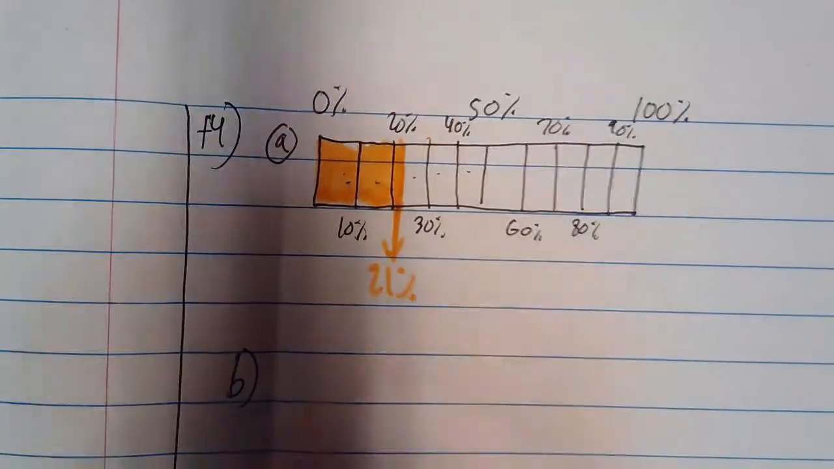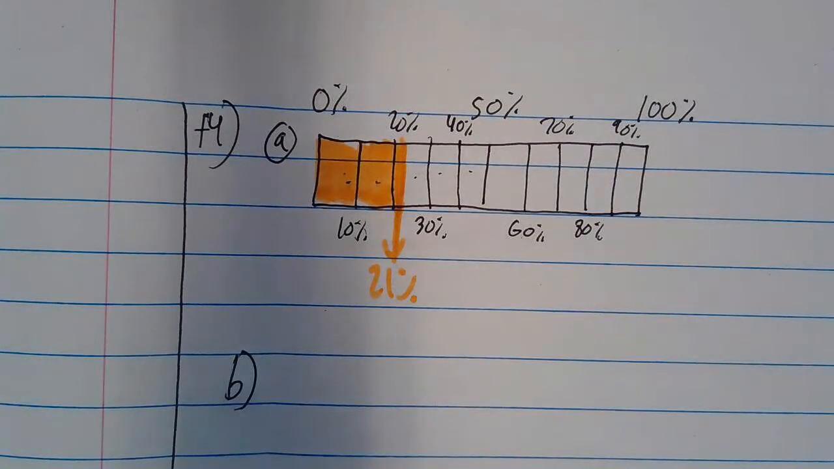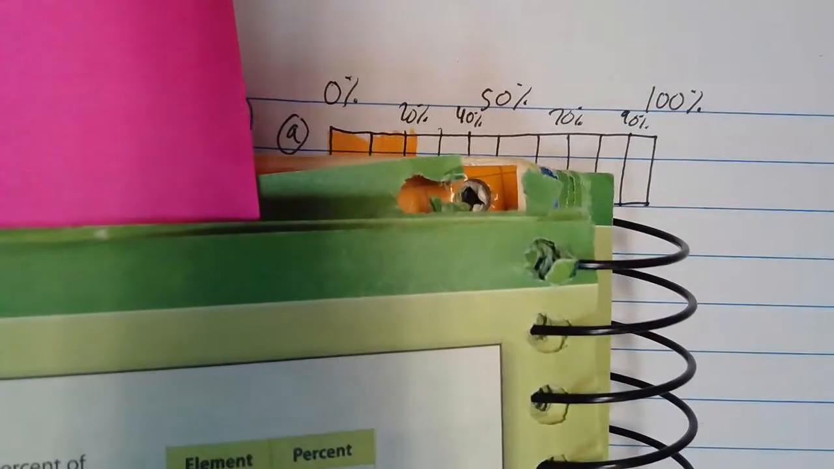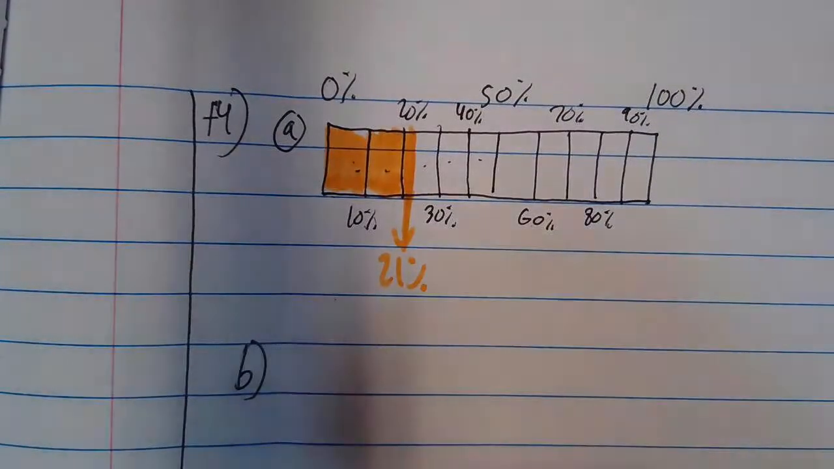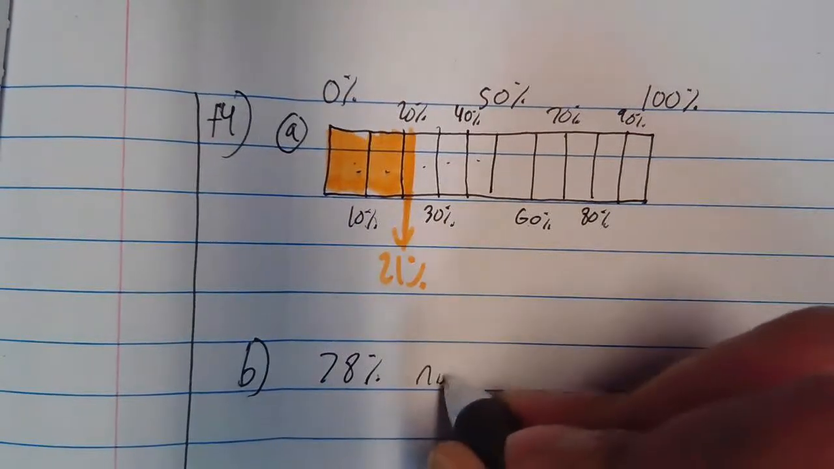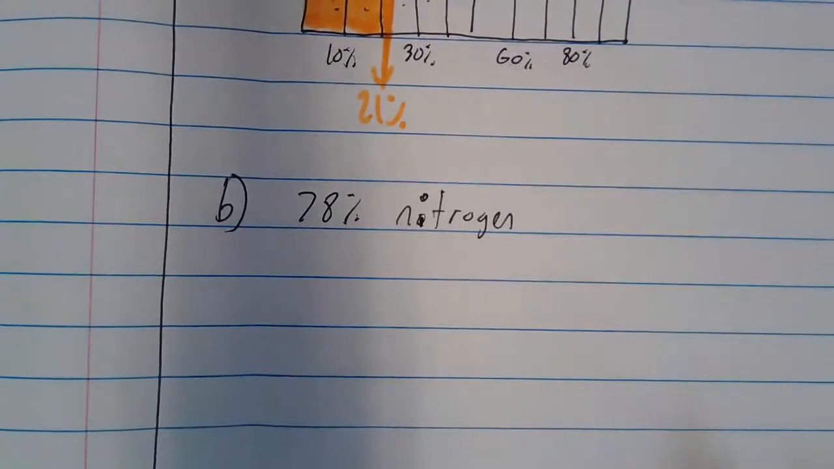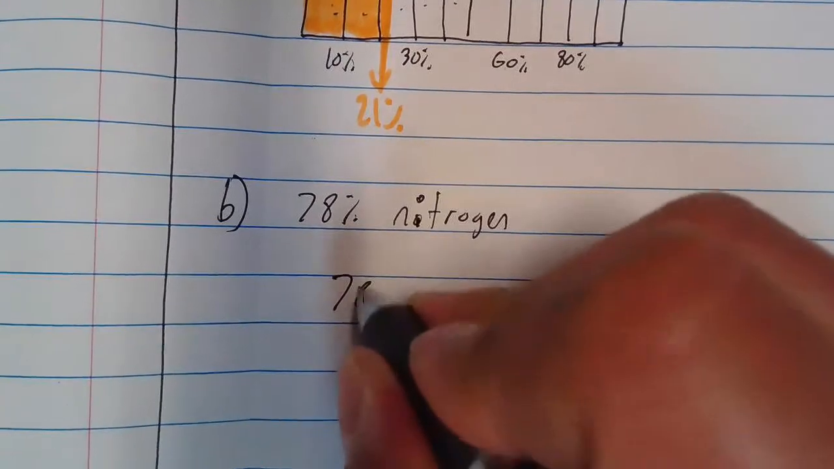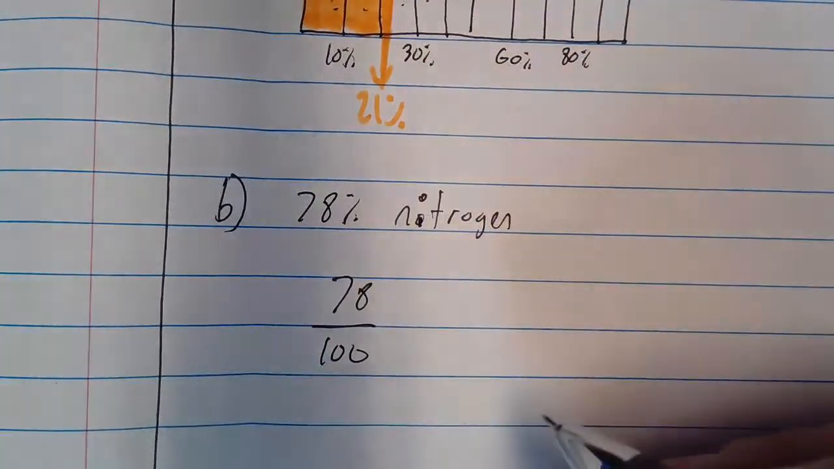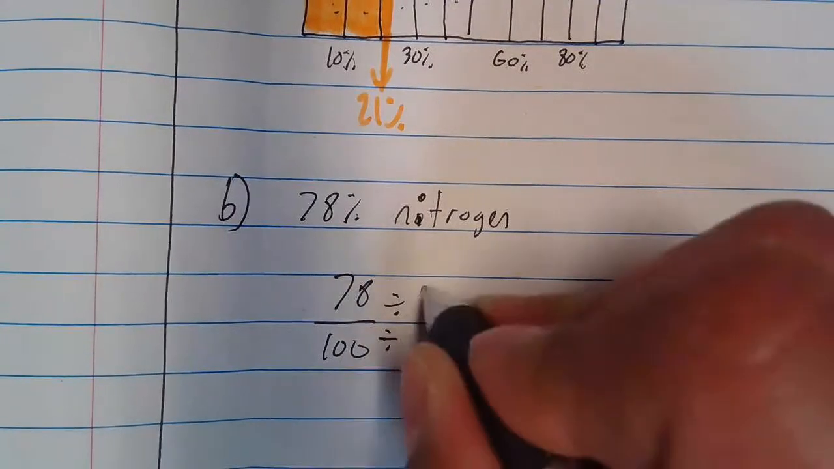Now B, it says, write a percent of Earth's atmosphere that is nitrogen as a fraction in simplest form. According to the table, let me just show you what I'm talking about. According to the table, it says the Earth is 78%. It says it right there. That's how I know. 78% nitrogen. Okay, I want a fraction. 78% is 78 per 100. They're even numbers. I can divide by 2.